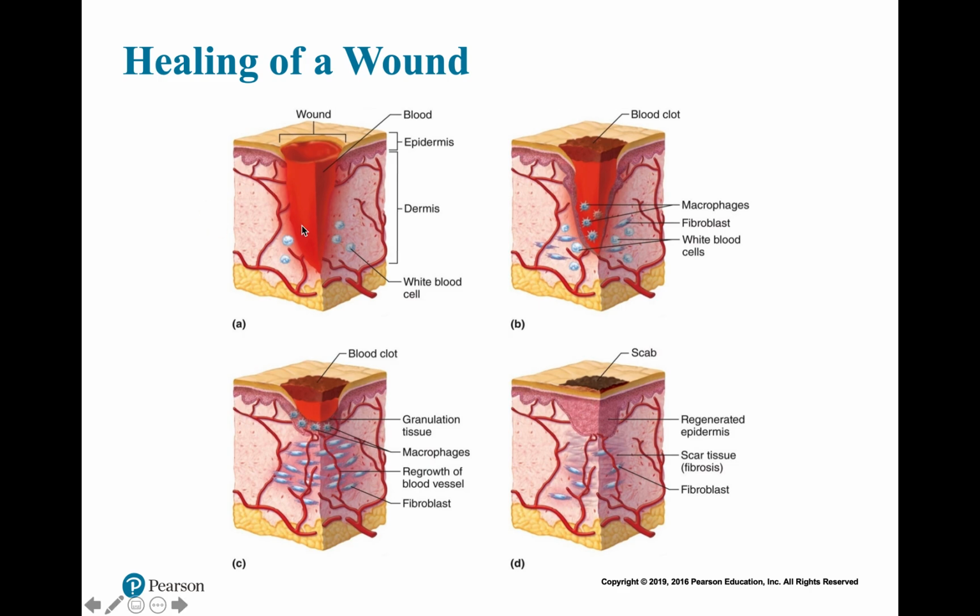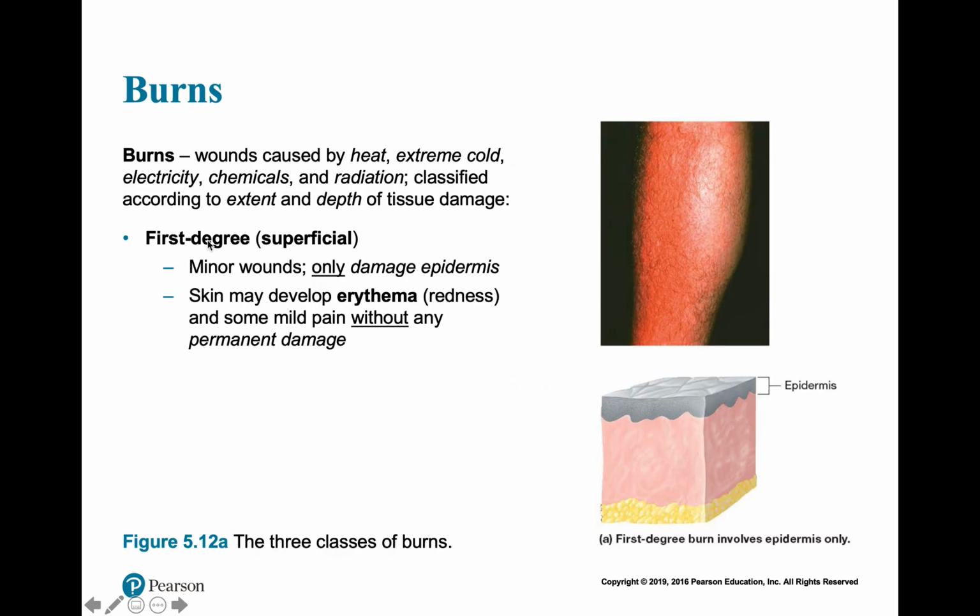So how would they aid? We talked about how these structures and cell types act in a normal state. Well, what would happen if something not normal happens? How would they act? Burns.